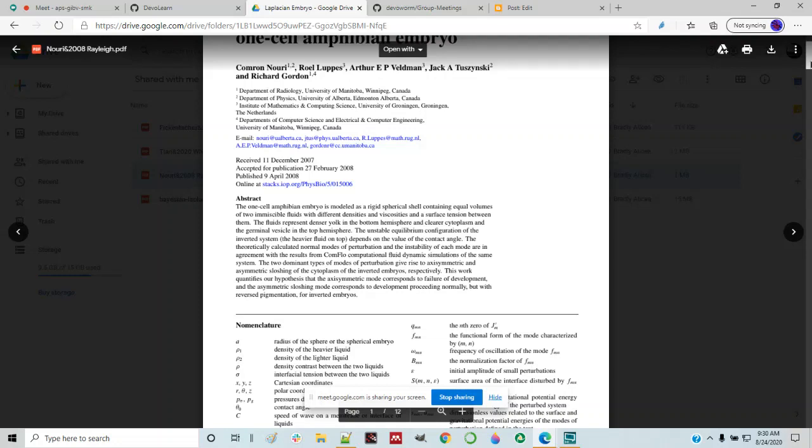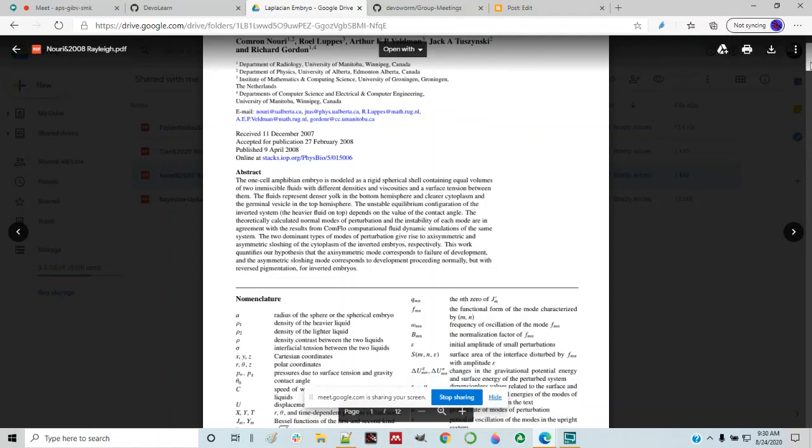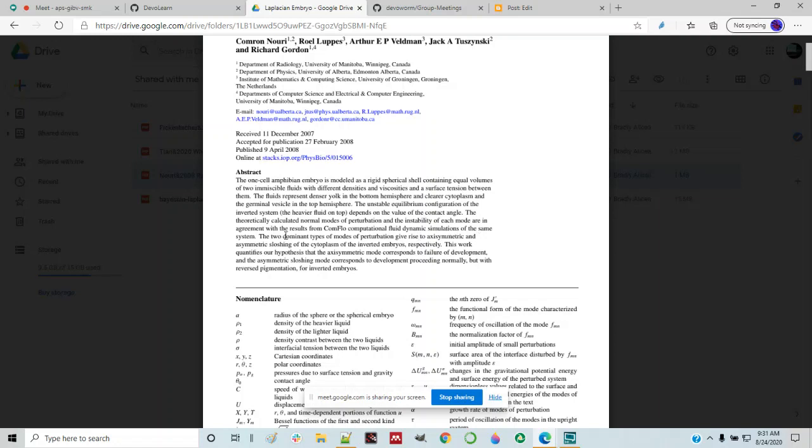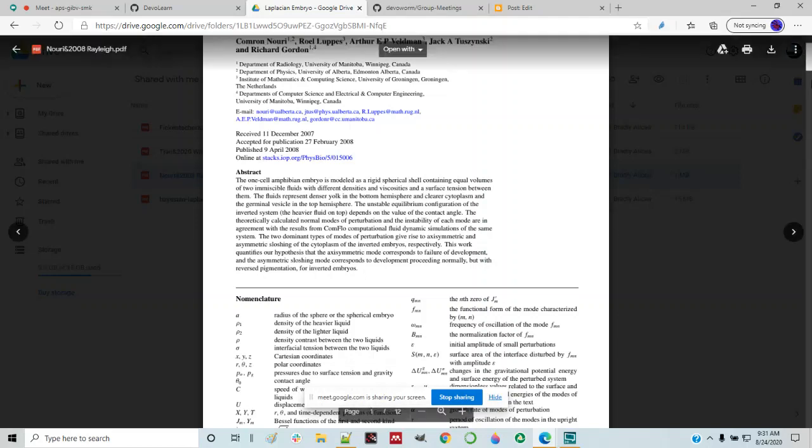So this must be what you were talking about, Dick, when you were talking about the Lagrangian methods, sort of moving towards that. Yeah, this paper depended on Lagrangian methods, as I recall. Okay, yeah. And so the two dominant types of modes of perturbation give rise to axisymmetric and asymmetric sloshing of the cytoplasm of the inverted embryos, respectively. This work quantifies our hypothesis that the axisymmetric mode corresponds to the failure of development, and the asymmetric sloshing mode corresponds to development proceeding normally, but with reversed pigmentation for inverted embryos.